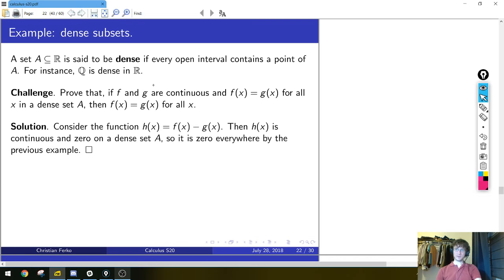There's actually a faster way to do it, though. You can use our favorite trick, which is define a new function, right? So define the difference between the 2, f minus g. Now we just use our previous result. If h is f minus g, and these 2 things are equal on a dense set, then their difference is 0 on a dense set. But we already proved in the previous example that if a function is 0 on a dense set, it has to be 0 everywhere. So you can actually do this in one step, just by defining a new function, which is kind of cute.